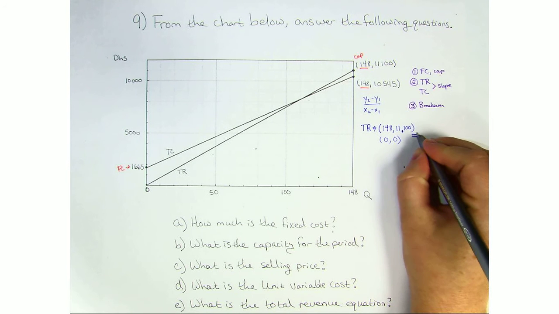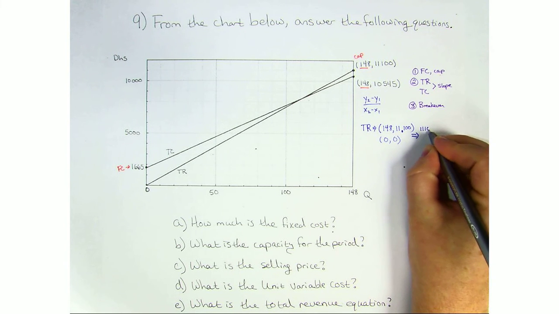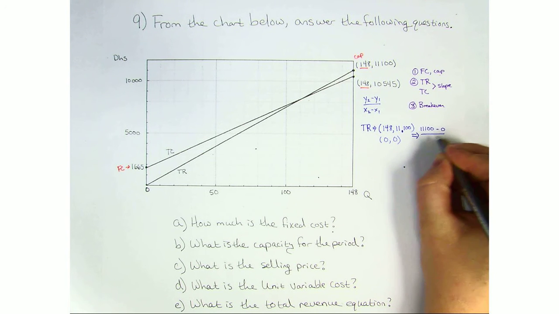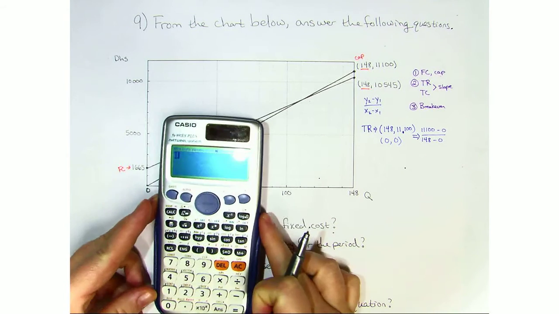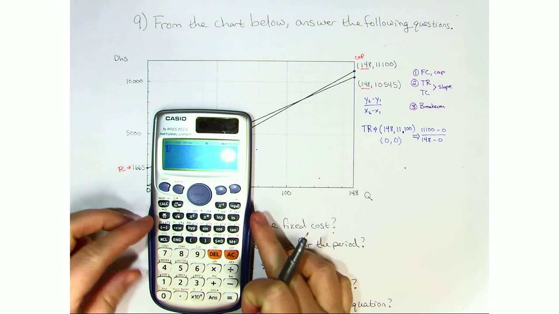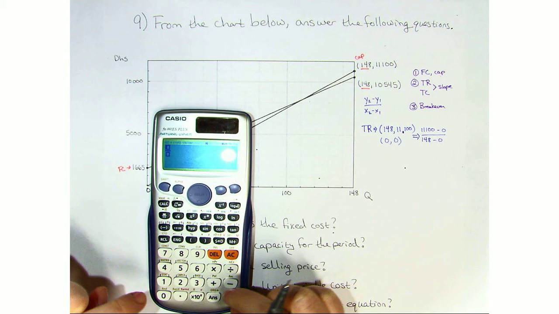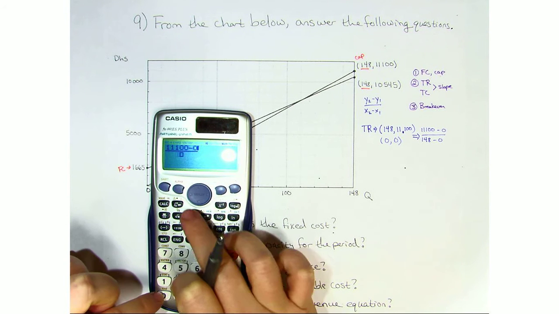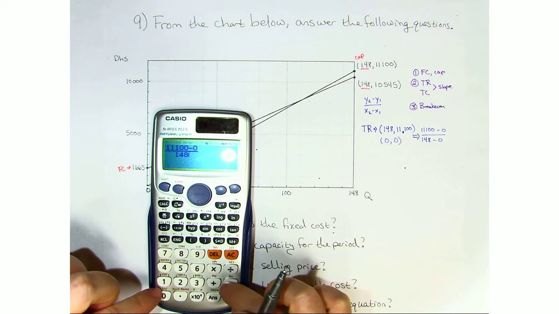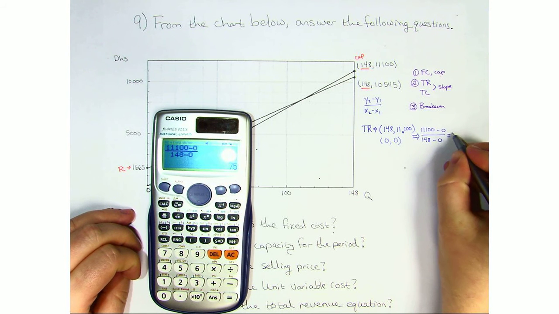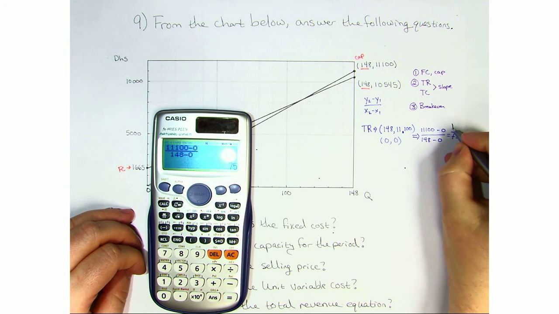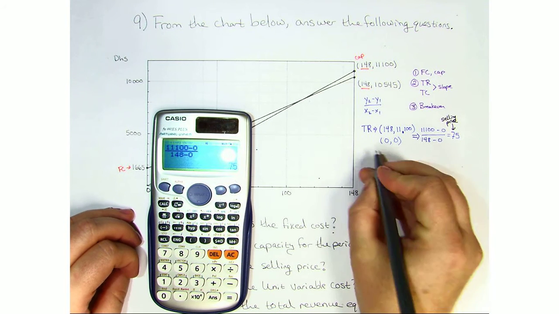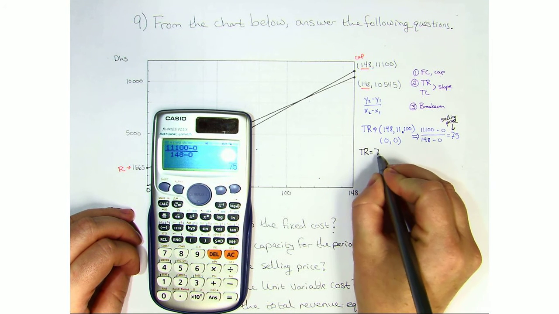So when we use it in the slope formula, we're going to do 11100 minus 0 over 148 minus 0. Now to do this, we're going to go ahead and get out our calculator, and we're going to start by putting a fraction. 11100 minus 0 divided by 148 minus 0. And we get that the slope is 75. Now this is really kind of important because this 75, this right here is the selling price. So the formula for total revenue is TR equals 75Q.